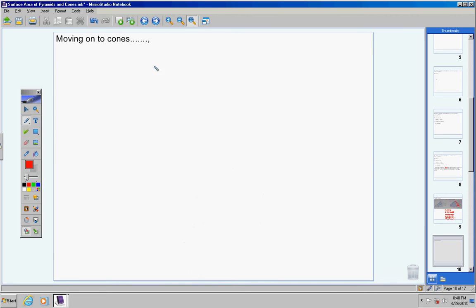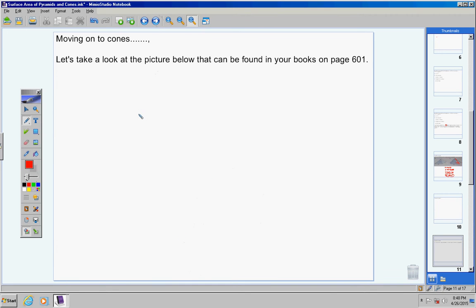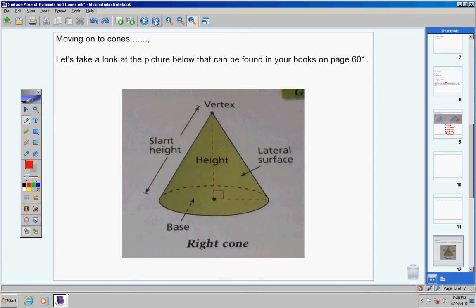Now, let's continue on. Moving on to cones. Let's take a look now at the picture below. You can find this in your notes on page 601, students. So go ahead and write in your notes, picture on page 601. That would be a smart thing to do, all right? And there it is. So I would encourage you to write in your notes, page 601, know the terms of a cone, and then go ahead and turn your books to page 601, or you can follow along here.